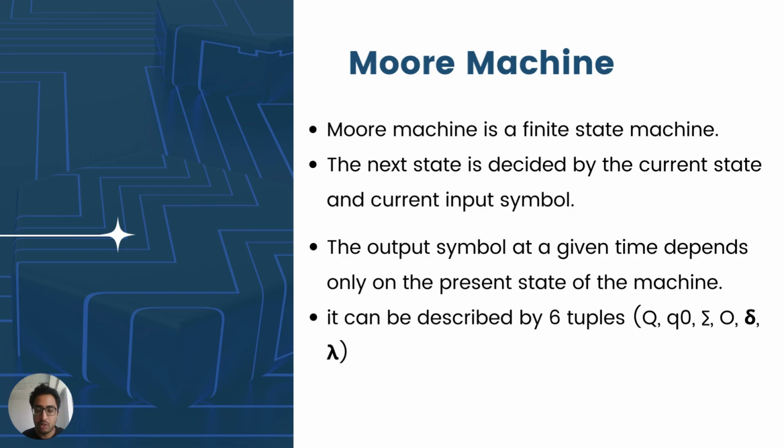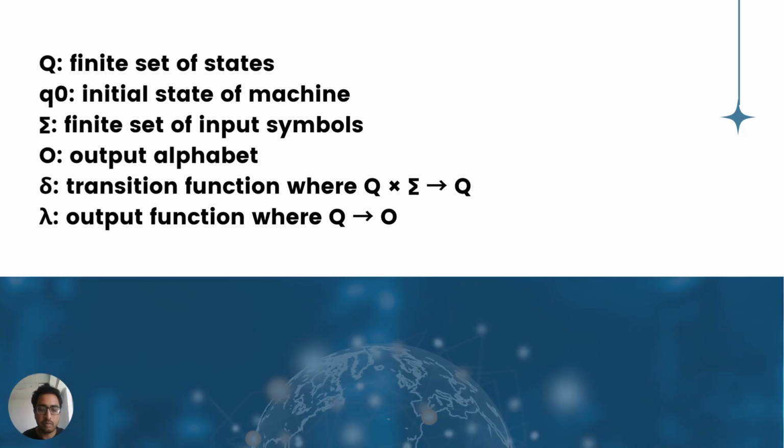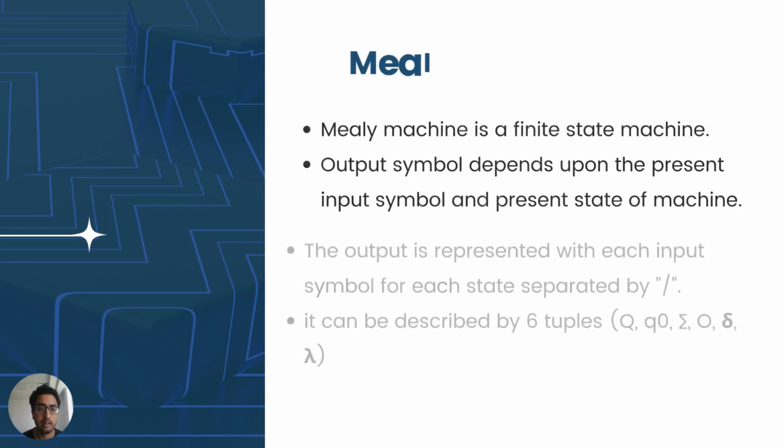The Moore machine is named after Edward F. Moore, who presented the concept in 1956. The output symbol at a given time depends only on the present state of the machine, and it is described by six tuples. Q stands for finite set of states, Q naught stands for the initial state of the machine, sigma stands for finite set of input symbols, O denotes the output alphabet, delta denotes the transition function, Q cross sigma implies Q, and lambda is the output function. Moving on to the next slide.